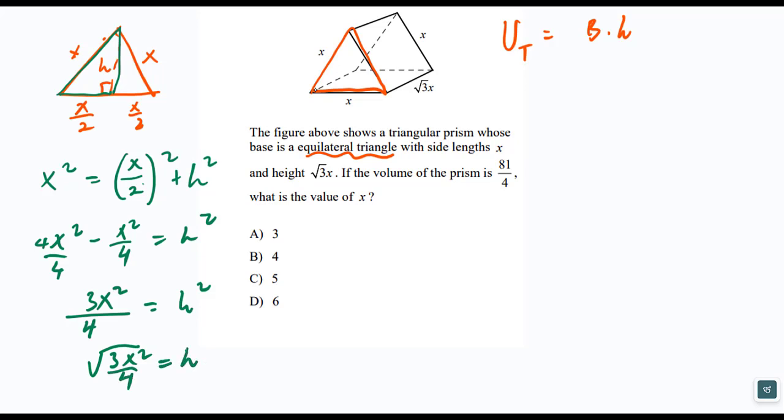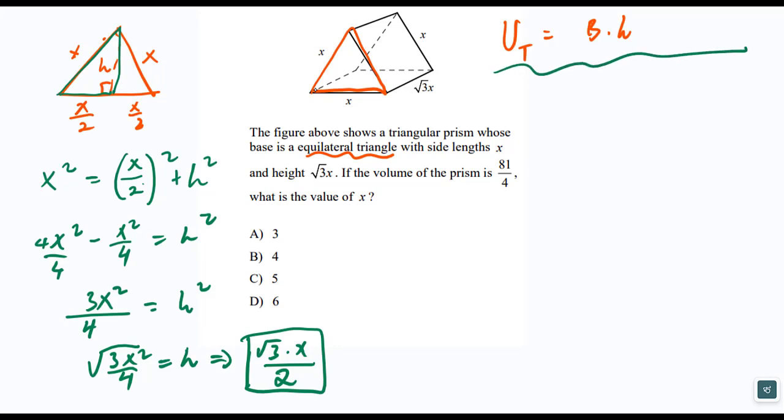As a result, taking the square root of both sides, my h is going to be equal to the square root of 3 times x divided by 2. So this is going to be my h within this situation. To find the area of the base, all I need to do now is use the formula: area of the base, let's call it b, is going to be half the base, which is x, times the height, which is the square root of 3 over 2 x.